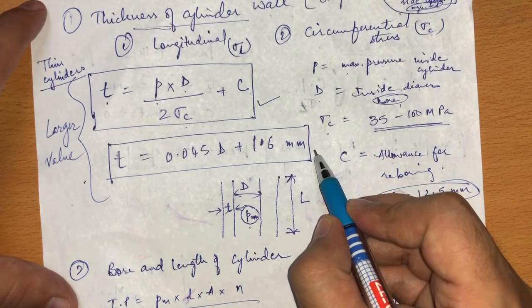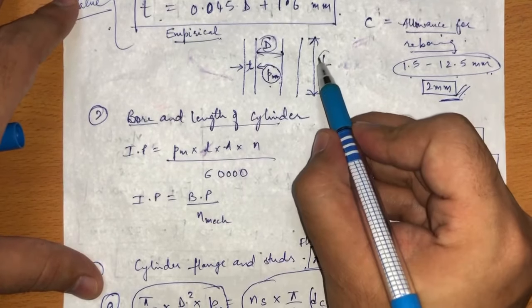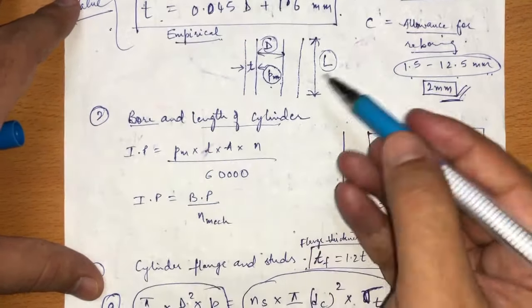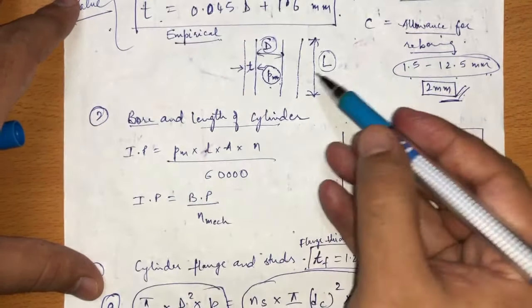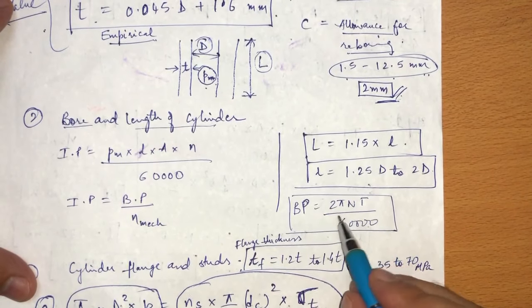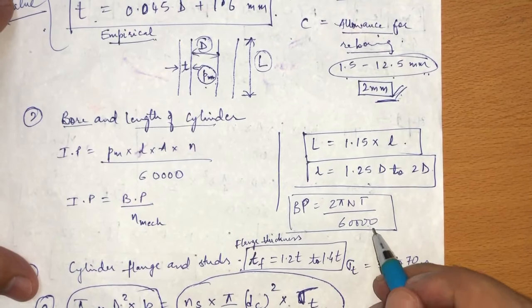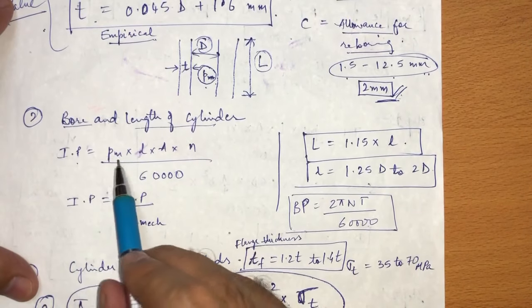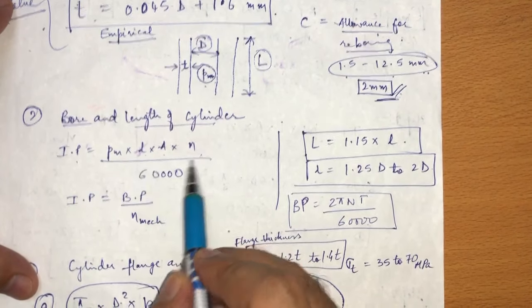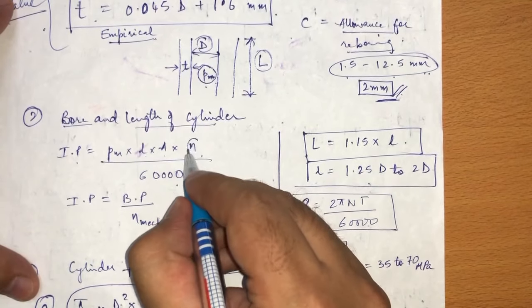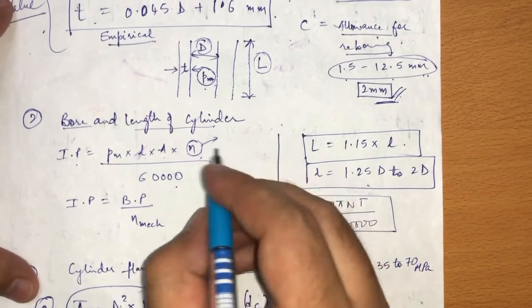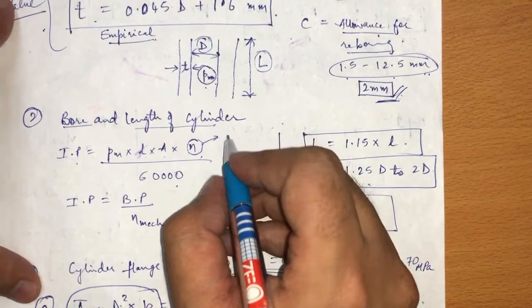Step number 2 consists of finding the bore and length of the cylinder. As discussed here, bore is nothing but capital D and L is the length of cylinder. To solve these steps, we all know that brake power for an IC engine is denoted by the formula 2 pi N T by 60,000 and indicated power is denoted by Pm into L into A into N divided by 60,000, where this N is dependent on the factors that whether it is a 2-stroke engine or a 4-stroke engine.